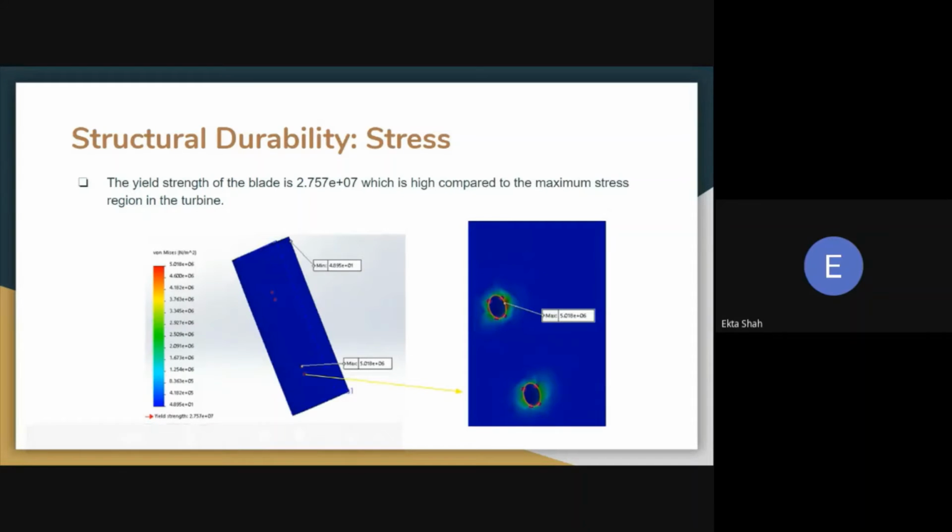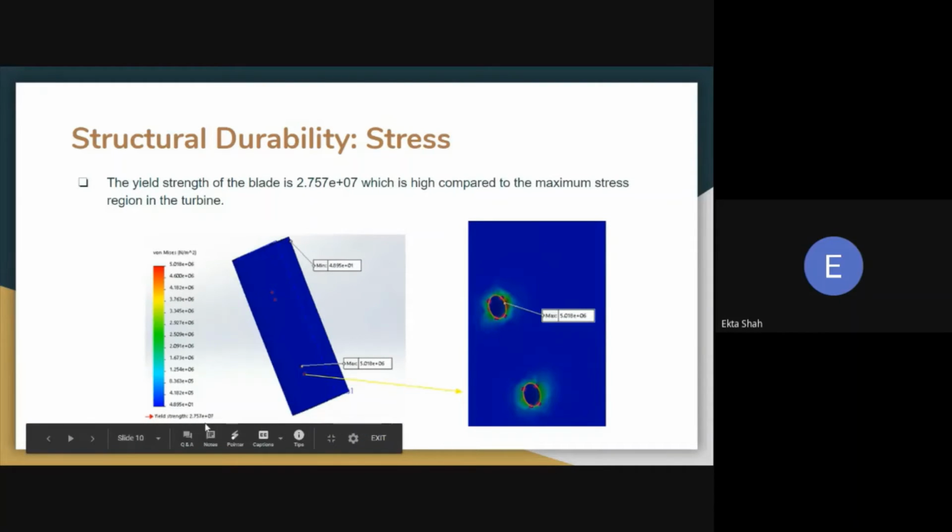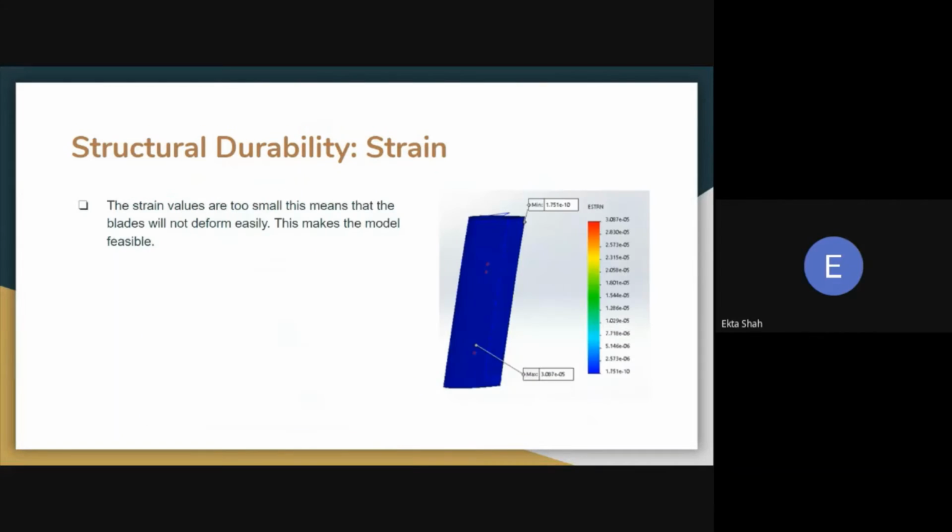So for structural durability, we obtain the stress and strain. We use SolidWorks to get the data. The yield strength of the material is 2.757 times 10 to the power of 7, which is very high. And our max value is just 5.018 times 10 to the power of 6, which is less than the yield strength. This makes the material and the blades very strong. And as you can see, this is an expanded view of this section, and that section is the bolt holes.